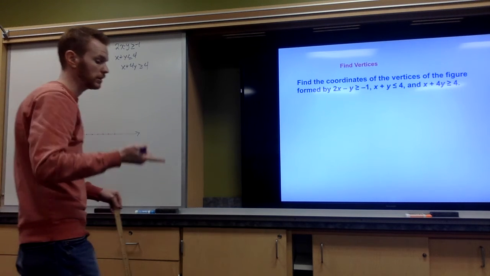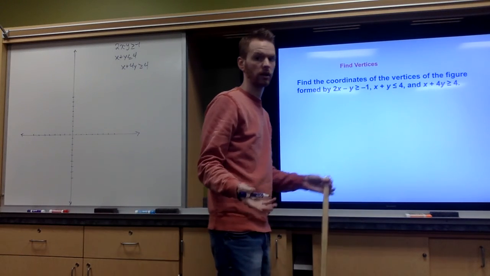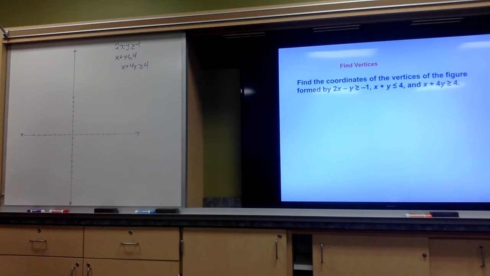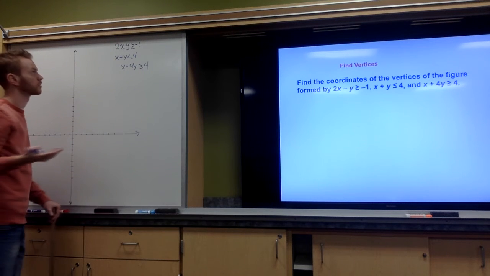Well, we're talking about three lines. So when three lines intersect, they're going to give me a triangle. Okay, so I'm looking for a triangle here. Well, if I'm going to graph this, the easiest way to graph it is to make each one of these what? Slope-intercept form.